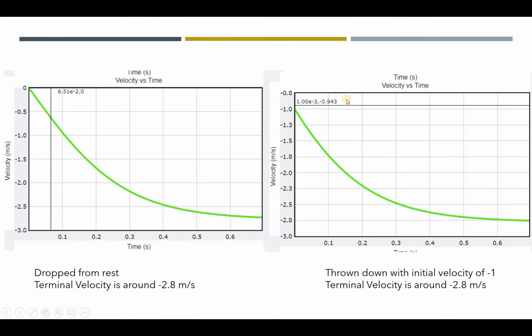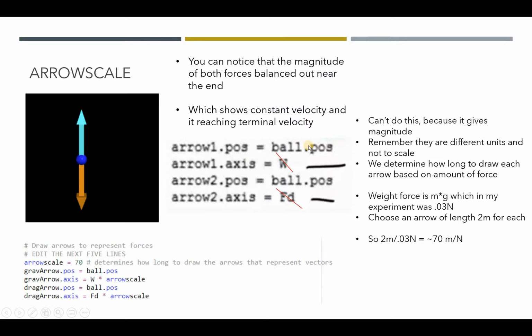As you can tell, this is the velocity versus time for both of them, dropped from rest. So you see the terminal velocity started being constant at negative 2.8 meters per second. And then when you throw it down at an initial velocity of negative 1, you see the terminal velocity is also still constant around negative 2.8 meters per second. And for the arrow scale that I used, you notice that the magnitudes at the end are balanced, showing that it's going to be constant velocity and reaching terminal velocity.